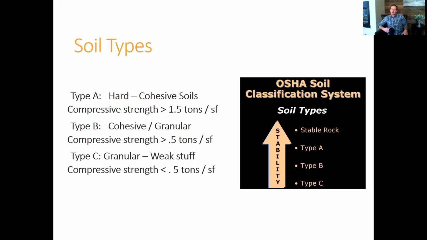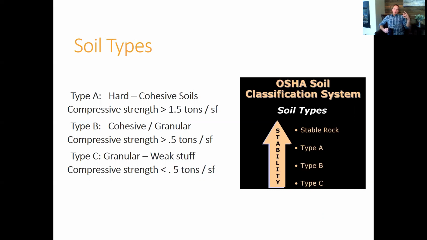Type A is your hard soil, but it's still soil. We also have stable rock, which is more stable than A, B, and C, but 3 types of soil. Type A is your hard and cohesive soil. It has a compressive strength of greater than 1.5 tons per square foot, TSF. Type B is still cohesive, but it's granular in nature, and it has a compressive strength of greater than 0.5 tons per square foot. So between 0.5 and 1.5, you have type B. Less than 0.5, you have type C, which is granular. That's your really weak stuff.